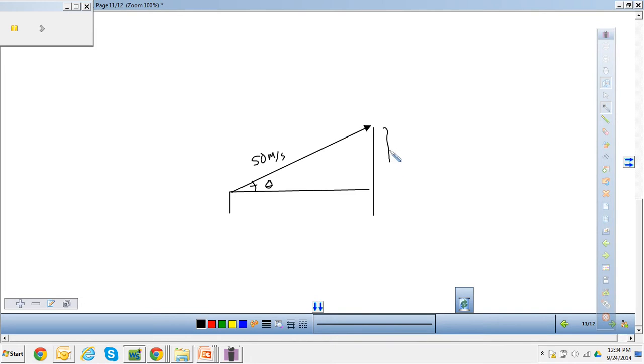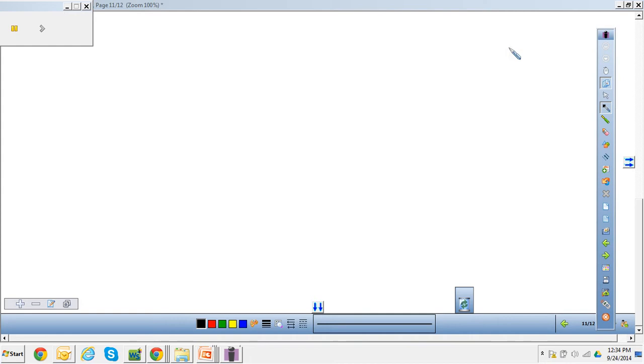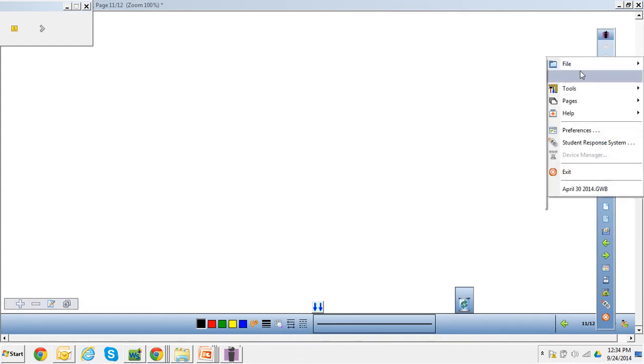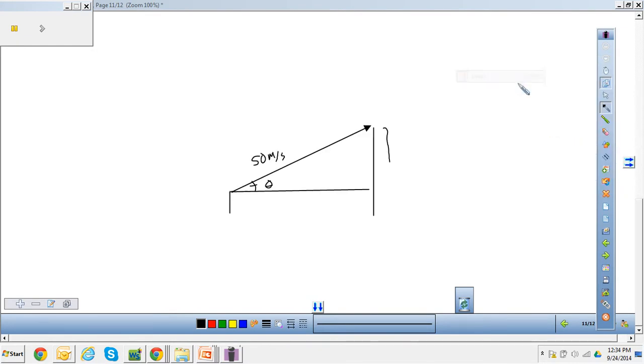This long dimension, where's my undo button? Okay. This distance here is 5 meters. This distance here is 4 meters. This distance down here is, what was it? 10 meters.